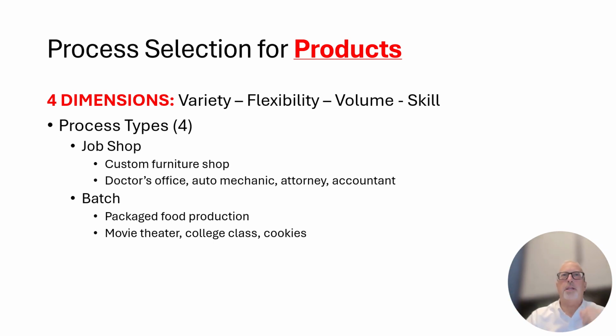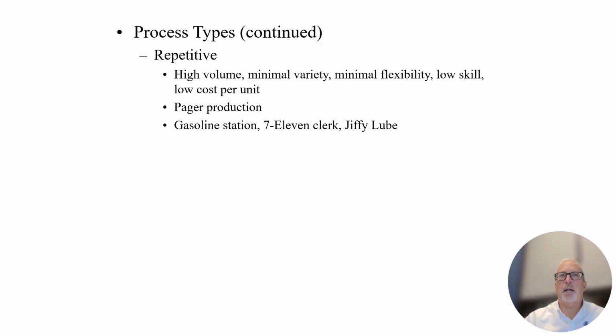So when you think about these different types, they change, and the more I move away from job shop, my costs go down. Now let's go to this other one. There's two left. Repetitive. This is where I'm starting to get some scale benefits, some volume benefits.